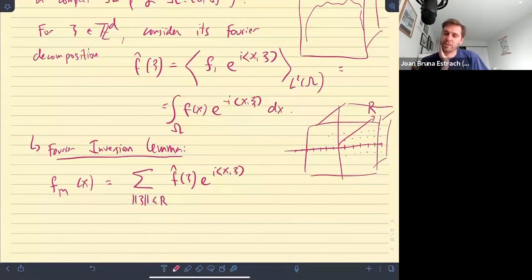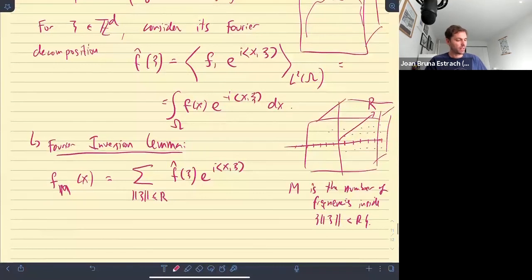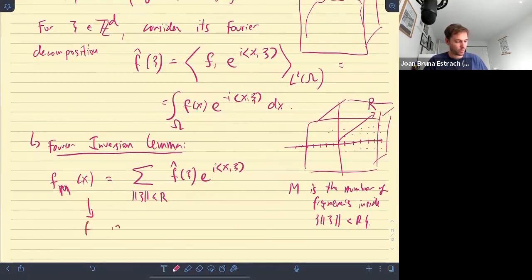So basically, a linear combination of waves, sinusoids, where the coefficients are precisely the decomposition coefficients of f, right? And here m is the number of frequencies inside this ball, okay? So what we know is that as m goes to infinity, this converges to f, in L2.